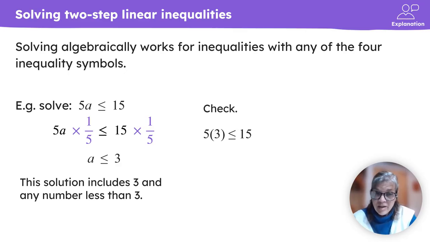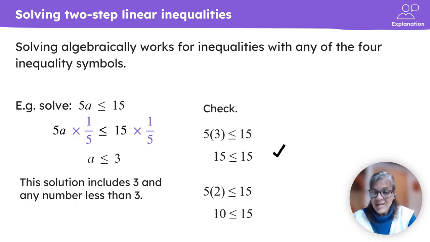And again, you could check it if you want to. If I put 3 in, it works. It's equal. If I put something less than 3, like 2, I should get something less than 15, which I do. If I put something more than 3, I should get something that doesn't work, which it doesn't.